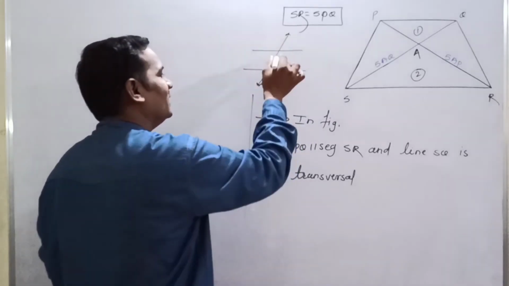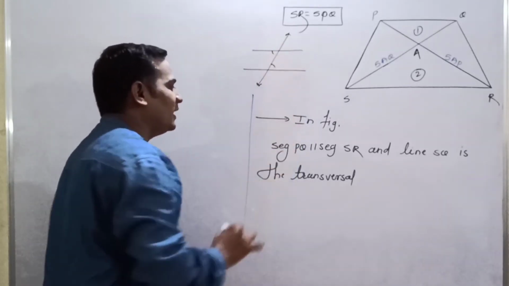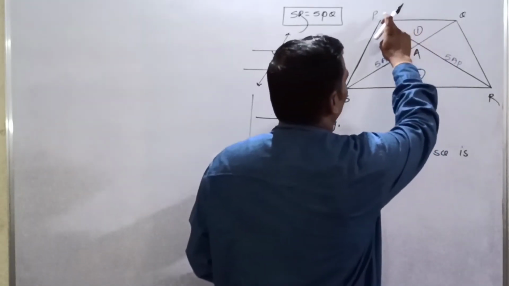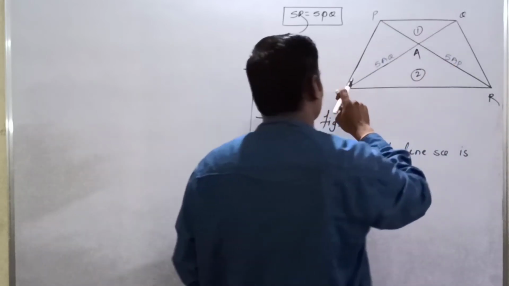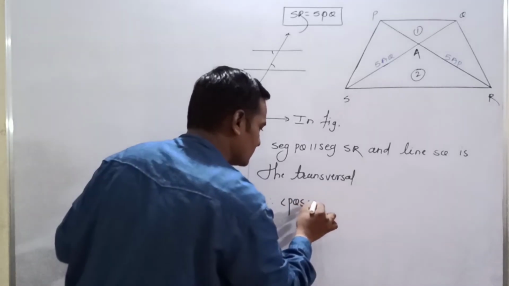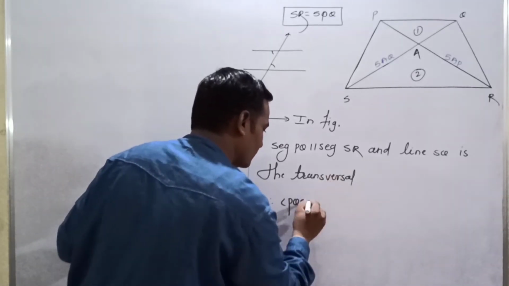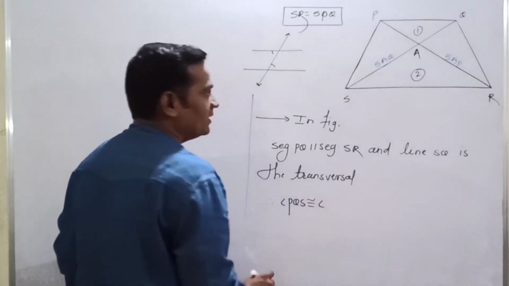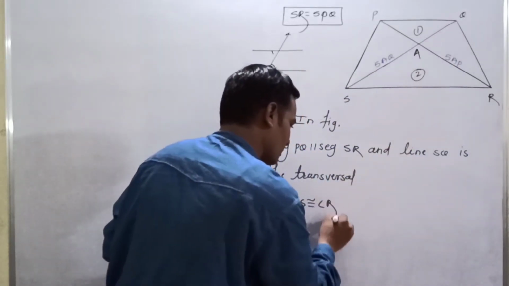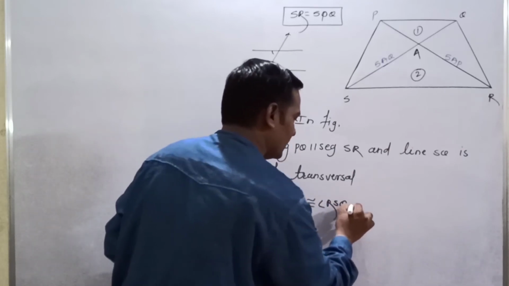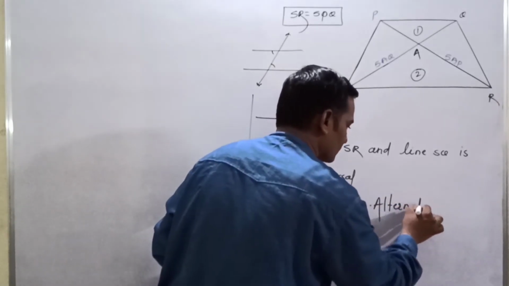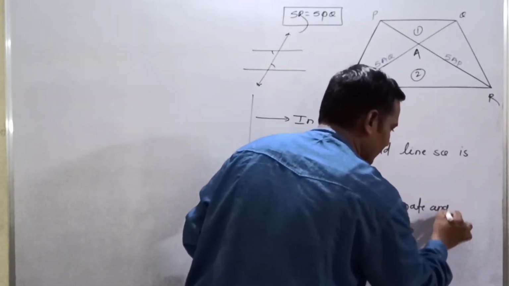if a transversal intersects any two parallel lines, then alternate angles are congruent. So which are the alternate angles? Look at this alternate angle PQS. So therefore angle PQS is congruent to which angle? Angle RSQ, and that reason is alternate angles. Okay.